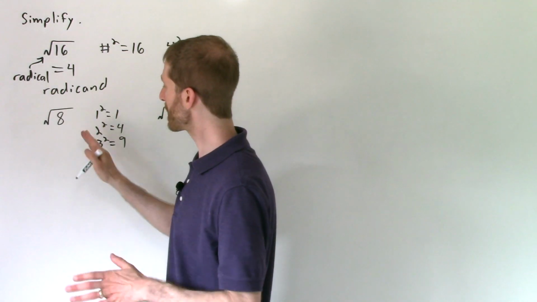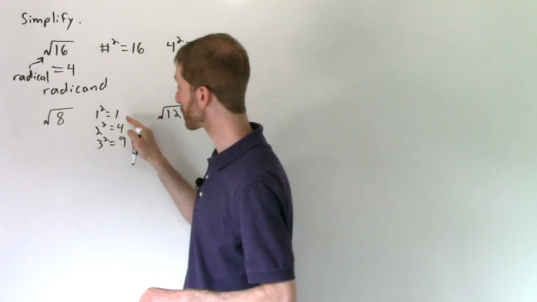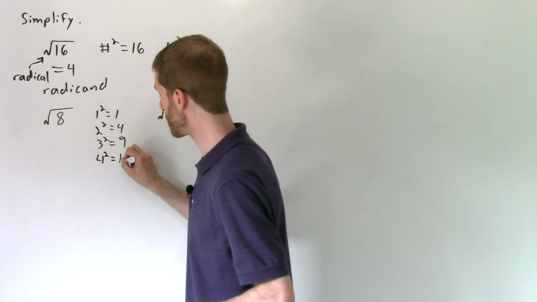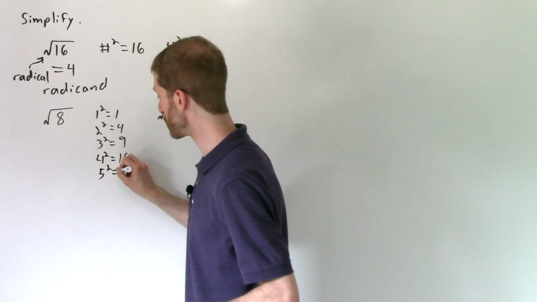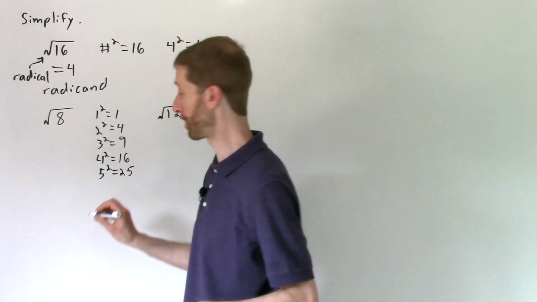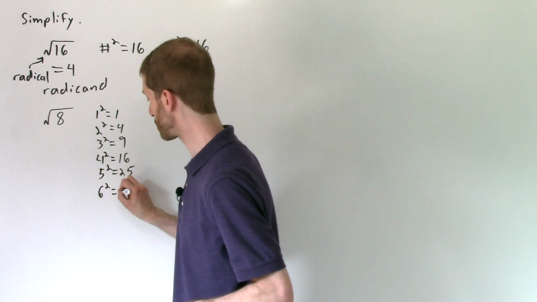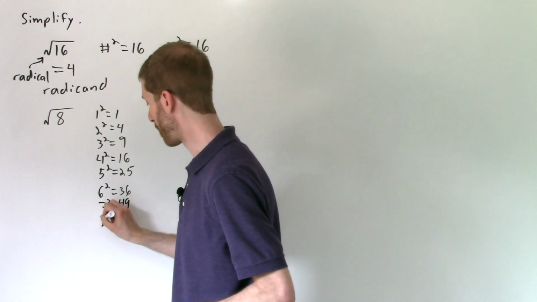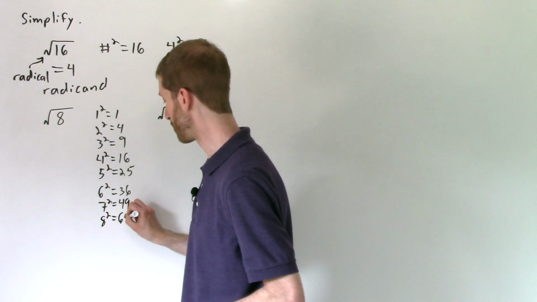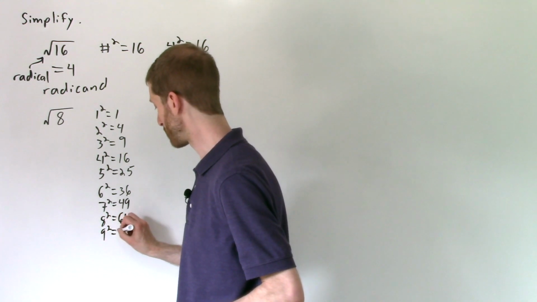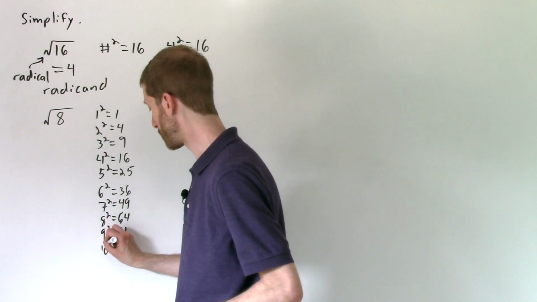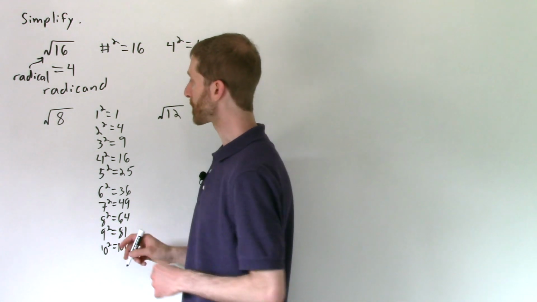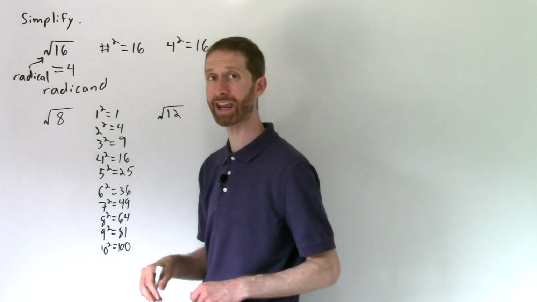So what is the biggest perfect square that goes into 8? These are your perfect squares. To generate them, just square the whole numbers. 4 squared is 16, 5 squared is 25, 6 squared is 36, 7 squared is 49, and you could keep going on and on for a very long time. 8 squared is 64, 9 squared is 81, 10 squared is 100. Okay, so we're looking at this. What's the biggest of these numbers that goes into 8?